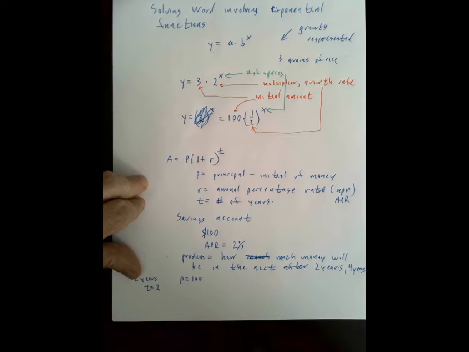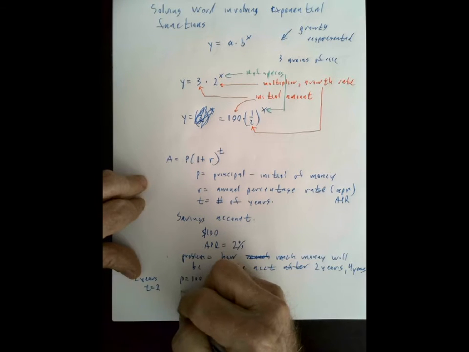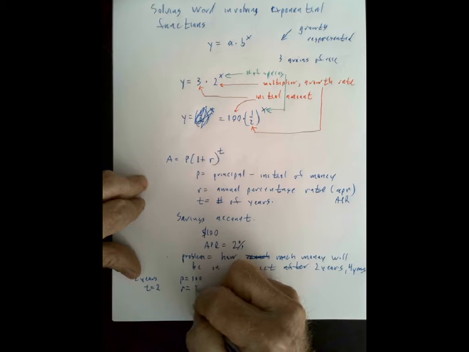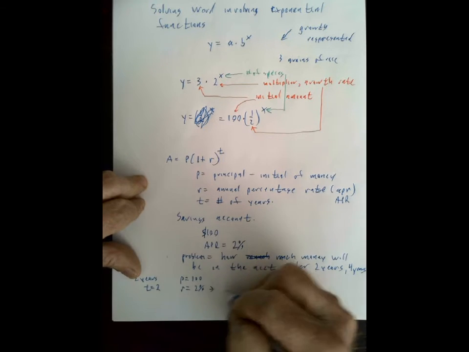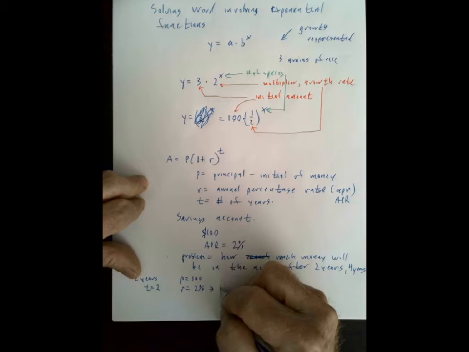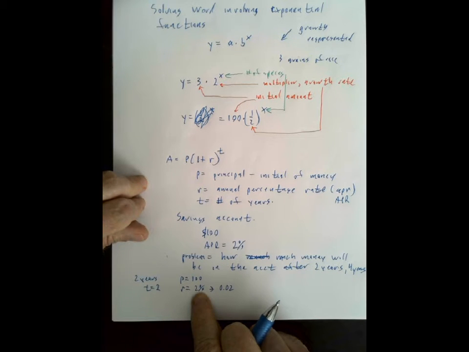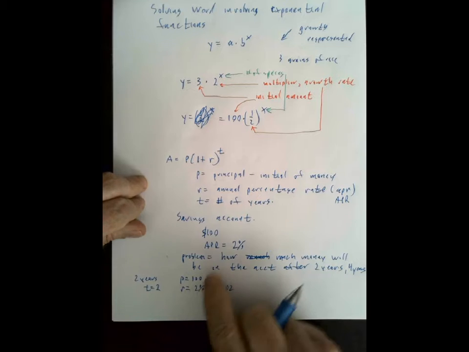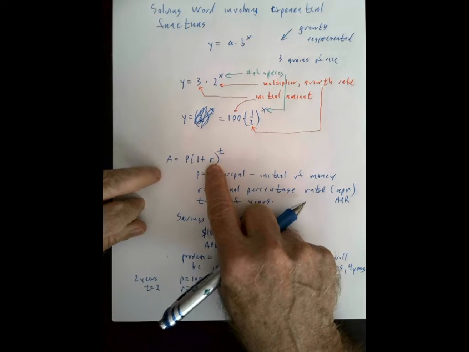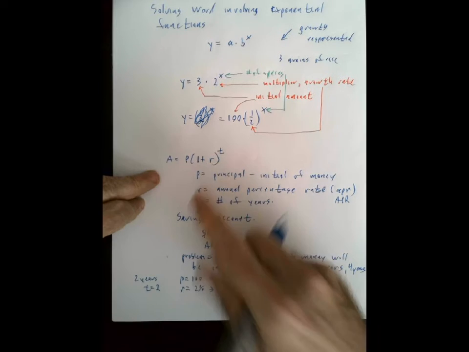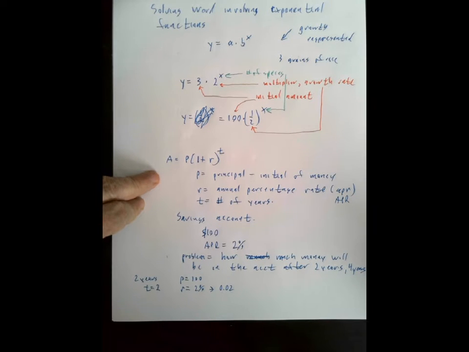The annual percentage rate R is 2%. For these problems, we always write that percent number in decimal form. Do not put just plain 2 in for R, or you'll actually be finding 200%. You'll be talking about an annual growth rate of 200%, which is not what we want.